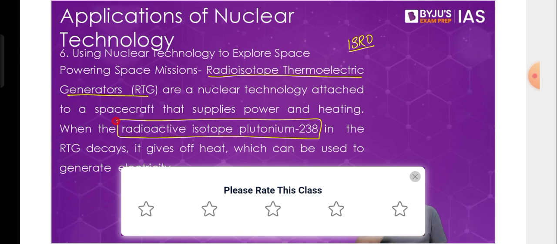In cases where you are near the sun, you can use solar energy. But when you have a mission where you are going into deep space, then solar energy is no more useful. So then nuclear energy comes into the picture, and this is where ISRO has also been working. So there are multiple applications like these where nuclear technology can be used.